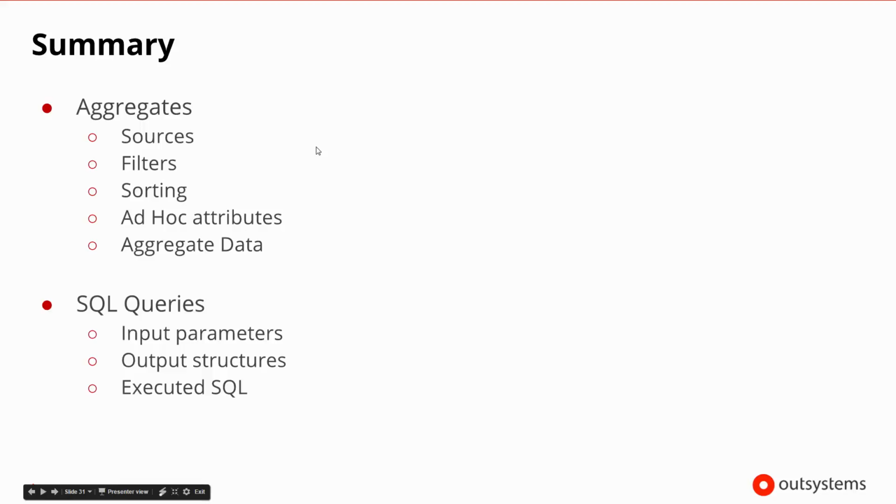So we spent a decent amount of time looking at aggregates and how we can use the visual editor to set up the sources and filter and sort and do some of the more advanced things with aggregates so that we can get data fairly quickly without having to know a huge amount about SQL. If you know a lot about SQL already, then just go ahead and add the input parameters that you need, define the outputs. You'll be able to see the executed SQL and have all of the control that you're used to.